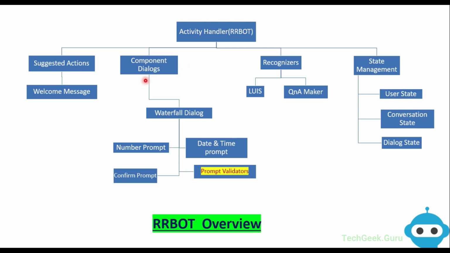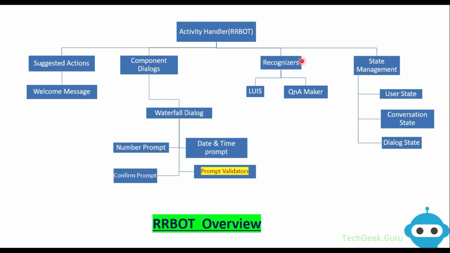Now the activity handler will also have some component dialogs built into it. These component dialogs will be for creating a reservation or canceling a reservation. These component dialogs will be of type waterfall dialog. A waterfall dialog will contain different prompts which will be used to gather information from the users. For example, we can ask for the number of people going to visit the restaurant, or we can ask for the date and time when the user wants to make a reservation, or it could be just a confirmation prompt like yes or no. We are also going to validate all this information coming from the user. So we'll also validate each prompt type to check whether the user is entering the correct value or not.